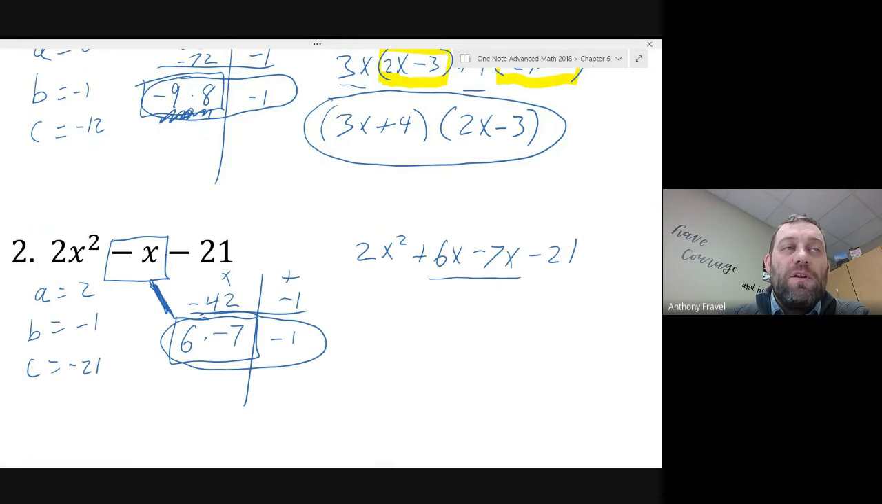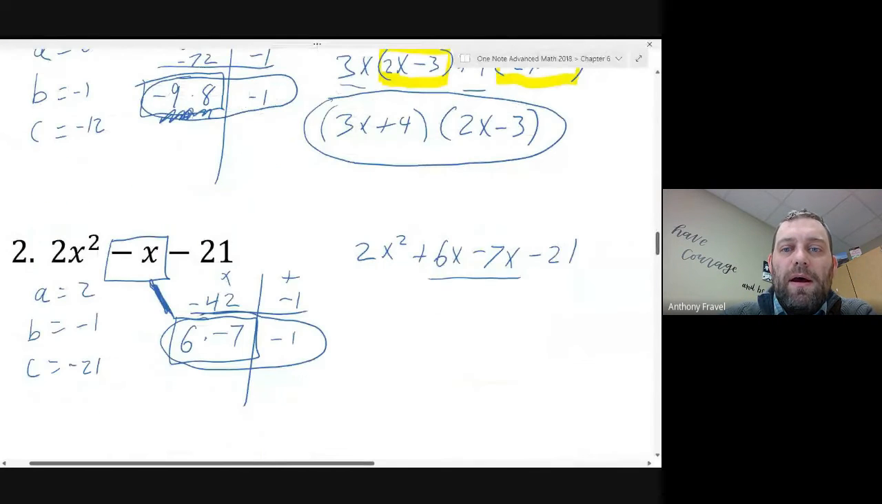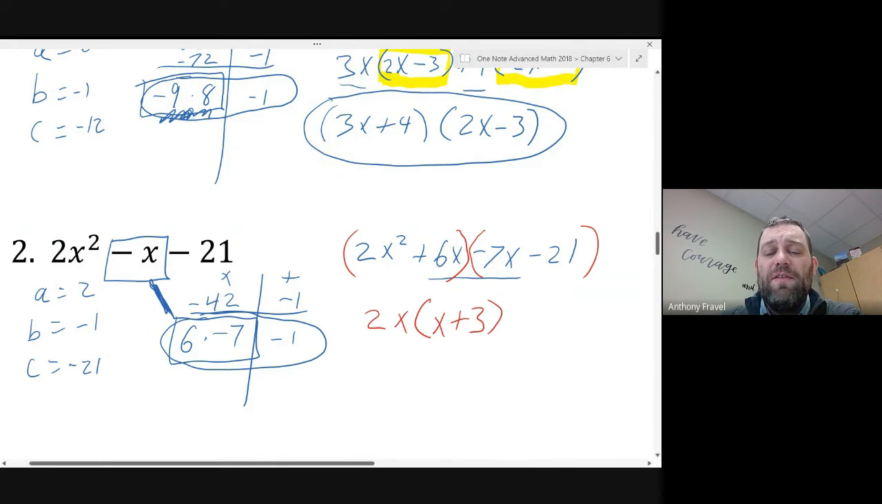All right, so now I'm going to go through. I'm going to use a different color just so you can see what I'm doing here. I'm going to group these parentheses together. This one, don't forget about the negative sign. I've got 2x squared plus 6x. I see they both have a 2 and an x in common. I'm left over with x plus 3. This one, I've got negative 7x minus 21. They both have a negative 7 in common, and I'm left with x plus 3.